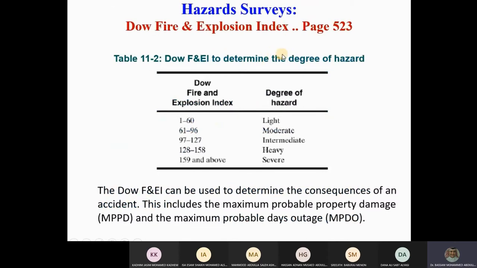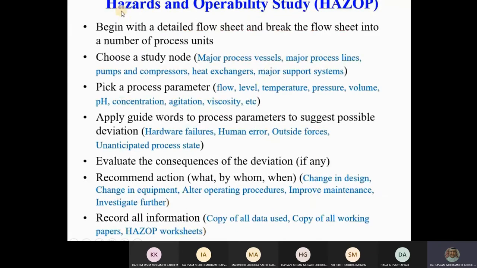So now, just to get an idea, if you have a fire explosion index of 1 to 60, you can say that the degree of hazard is light. If you have it from 61 to 96, it's moderate. And then it's intermediate, heavy, and it could be severe if it is greater than 159. And this index is used to determine the consequences of an accident. This includes the maximum probable property damage and the maximum probable days outage. So what damage and how many days you're going to lose because of that.